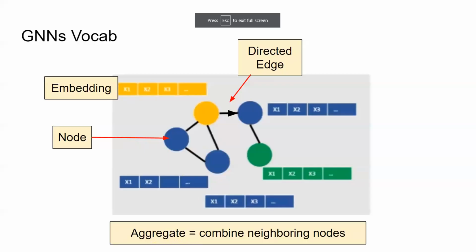So down here you have aggregate, aggregate, yeah. The act of aggregate is when you combine the neighboring nodes. So you have this yellow node here. If you aggregate, which means that you take the information from this blue node, this blue node, and this blue node, all the neighboring nodes of this yellow node, and you combine them all, that's called aggregate.